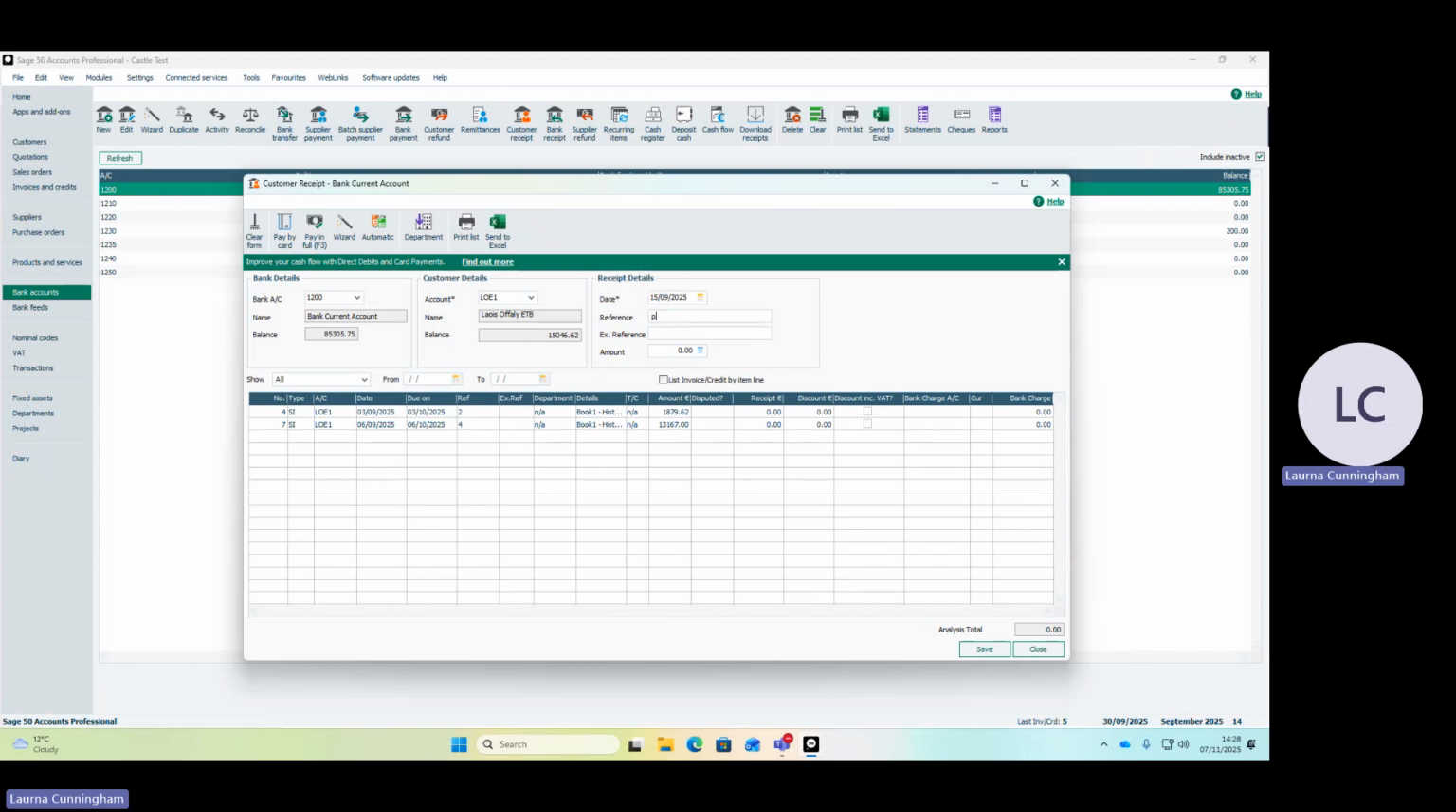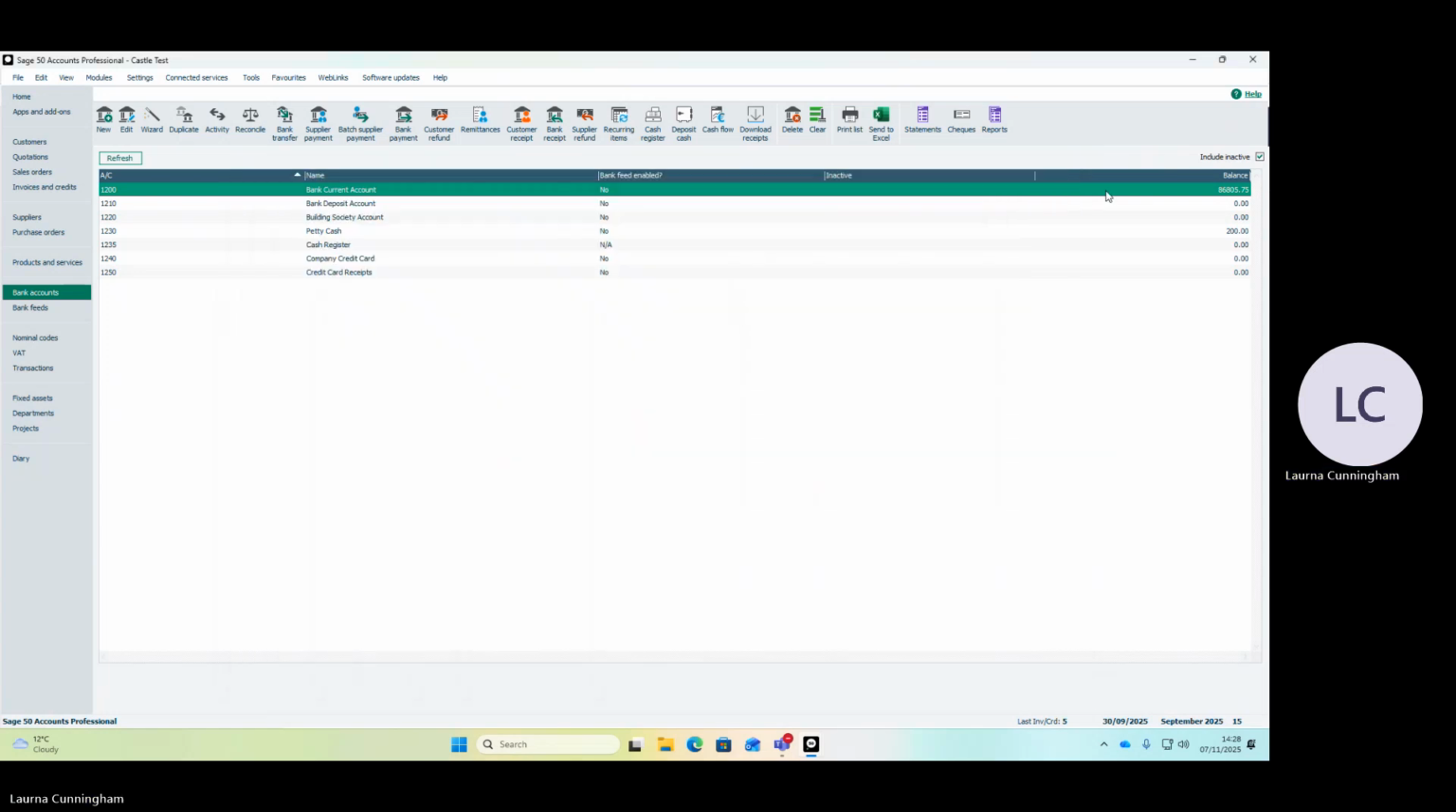So just say payment received, and I can just pop in my 1,500 euros here and save. Okay. And again, my bank account has gone up, and now they still owe me money, but they have paid something off of their account.